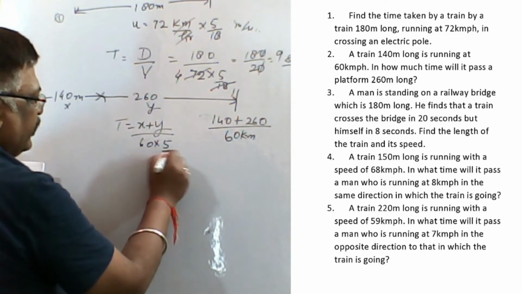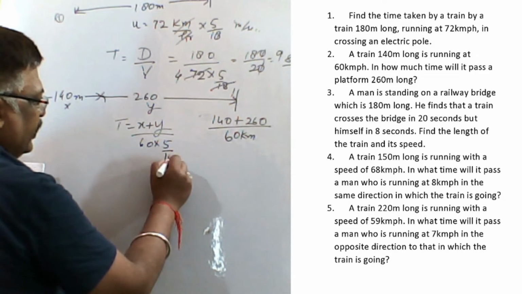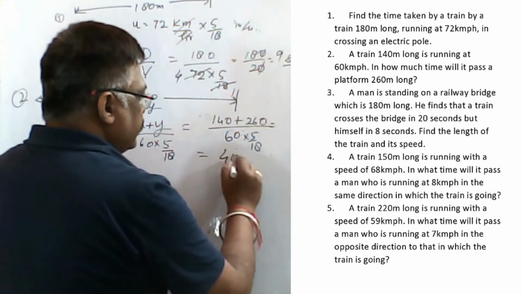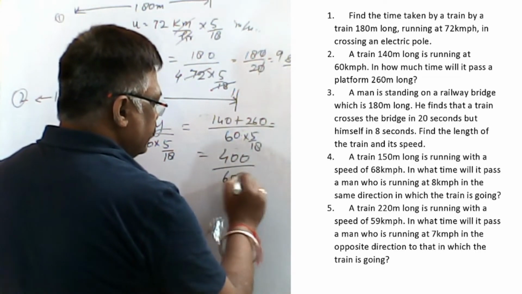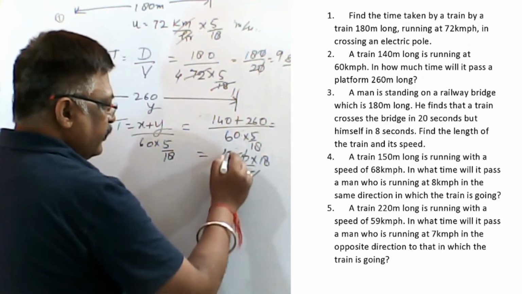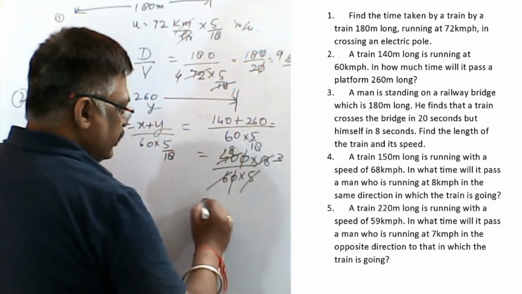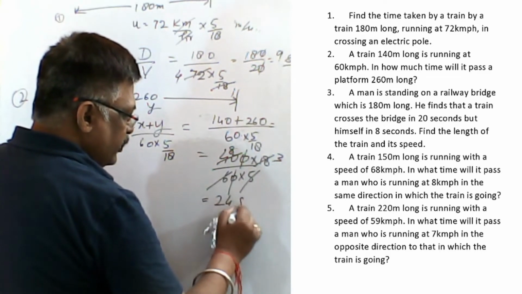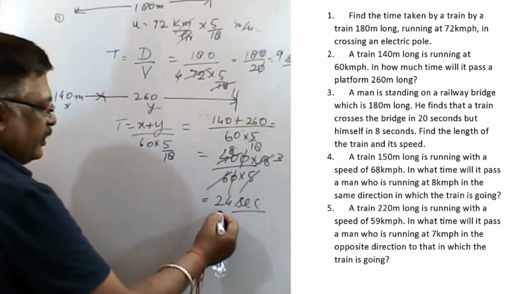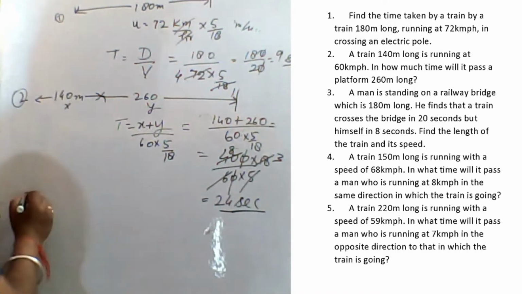So to convert it here into meter per second, multiply by 5 by 18. Now this is 400 by 60 into 5 by 18. 5, 6, 3. How much? 24. The train will pass the platform in how many seconds? 24 seconds.